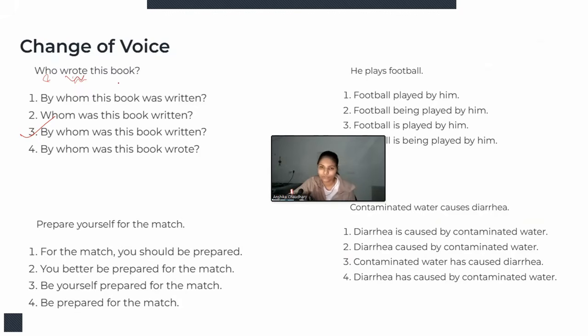So it would be converted to was. Okay, this is how. Okay, so if we come here, prepare yourself for the match. Some rules are kind of exceptions. So, prepare yourself for the match. It is an order, right?